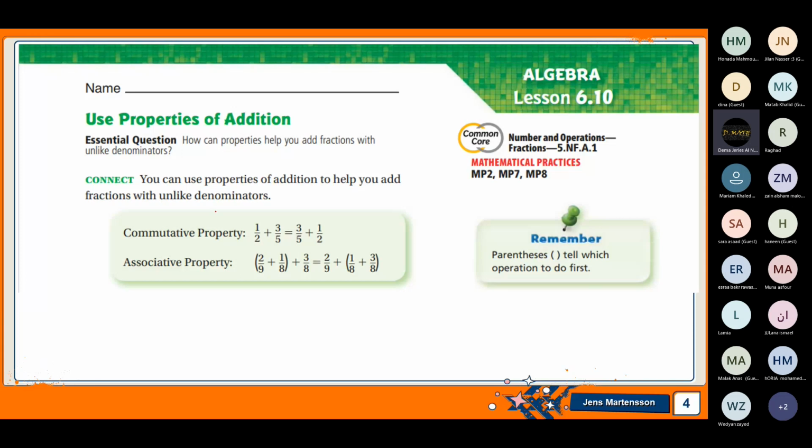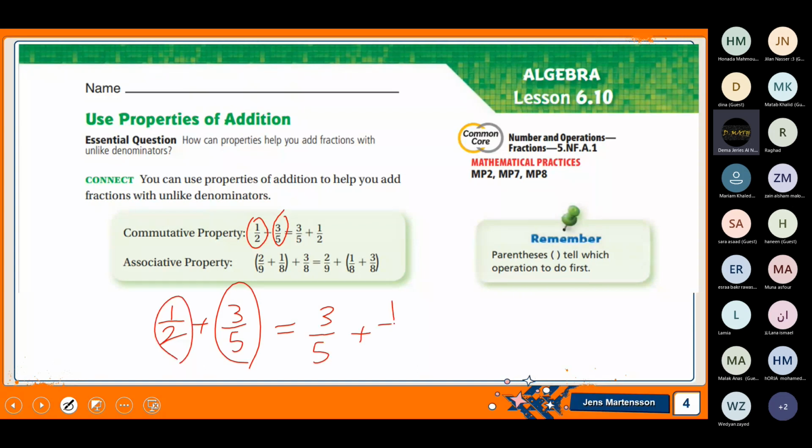If I have half plus 3 over 5, and if I change the order, I write 3 over 5 first, then 1 over 2, I will get the same answer. Like 5 plus 2 is the same as 2 plus 5. So changing the order in addition doesn't matter. This is what we call the commutative property.